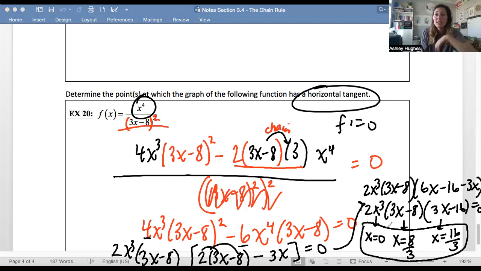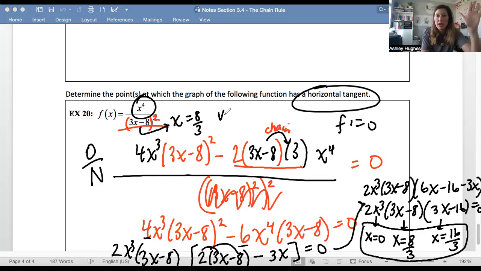So you have 3 places. Oh, actually, I do need to pay attention to something. Just ignoring this bottom usually works okay, but you have to be careful because you don't want it to be undefined. You want it to be 0 over a number. So you do need to make sure that the function exists there. This function doesn't exist where this bottom equals 0. So where x equals 8/3, the function is undefined. You have a vertical asymptote. So I need to throw out this one because it's undefined there.